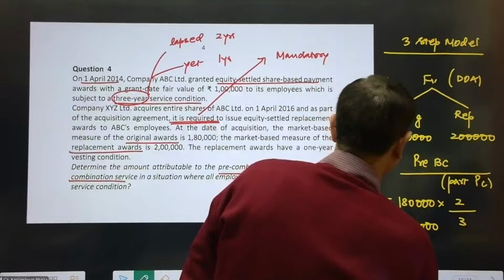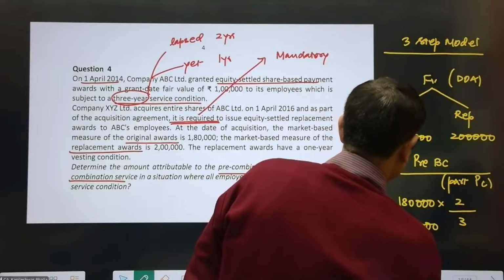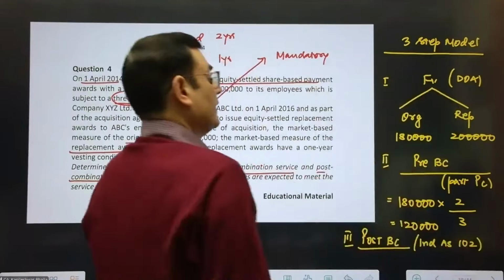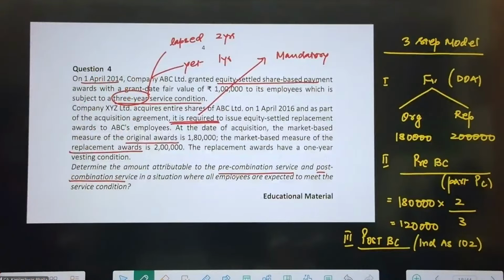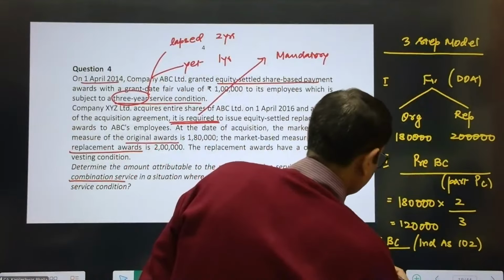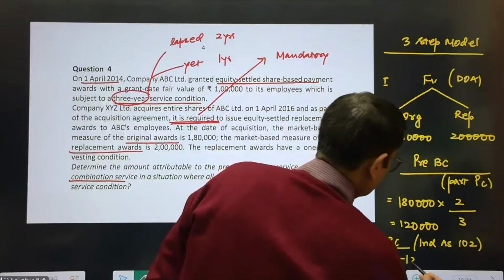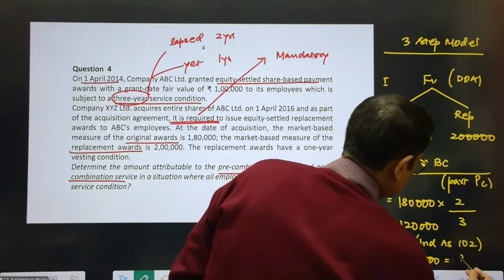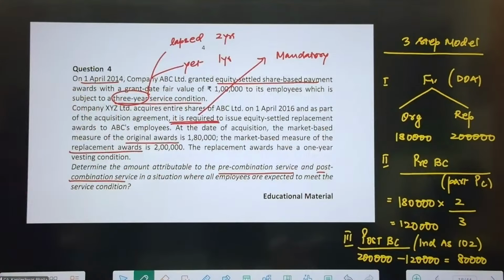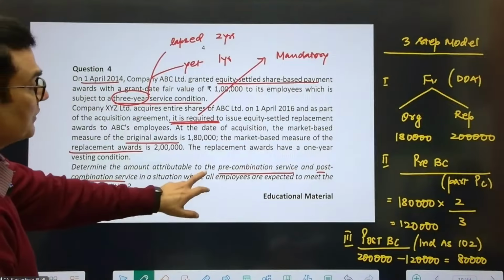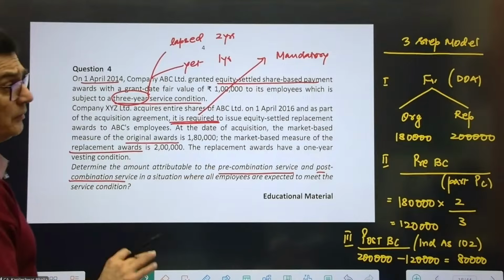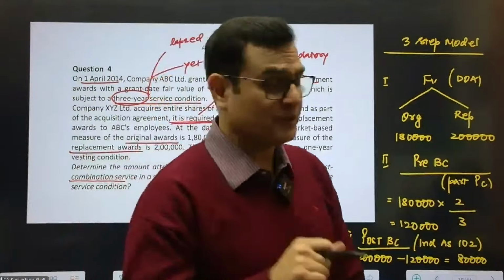So what relates to the post-business combination? Can I say that would be a part of the Ind AS 102 accounting? And for this, you will take which fair value as a base? Original or replaced? Replaced. That's right, 2 lakhs minus 120 in step number 2. This 80,000 is going to be spread over a period of 1 year because that's the remainder vesting period. That's what it says. What is the pre-business combination and the post-business combination in this case? Simple and straight. That was simple.